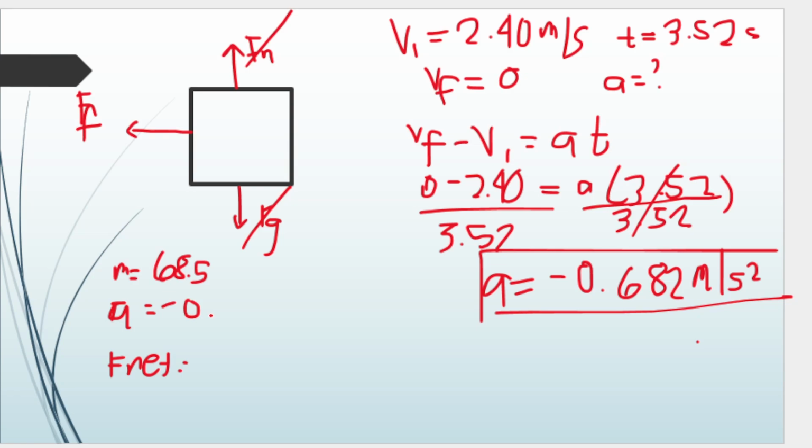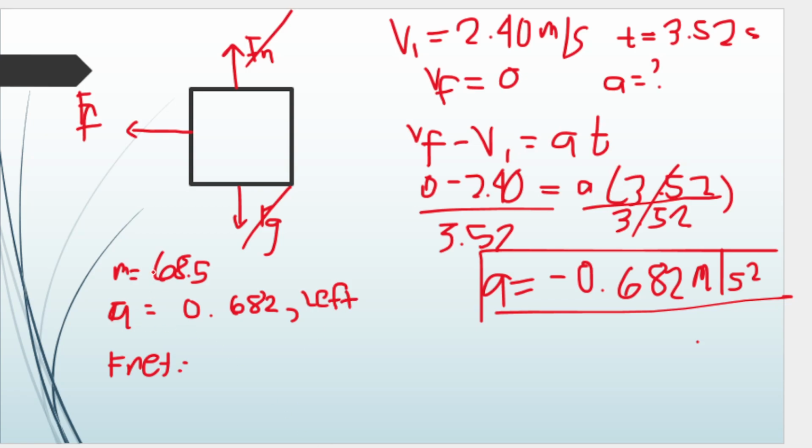Negative 0.682 meter per second square. Pwede mo po siya negative or pwede tanggalon nimo si negative and just put whatever the friction is going, which is ang negative side nato diri is ang left. Pwede nga nara.